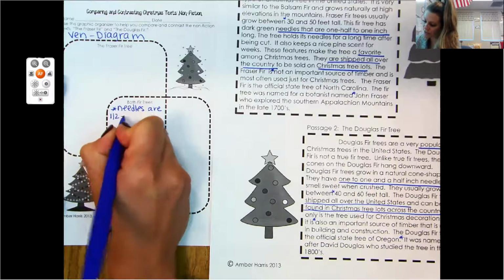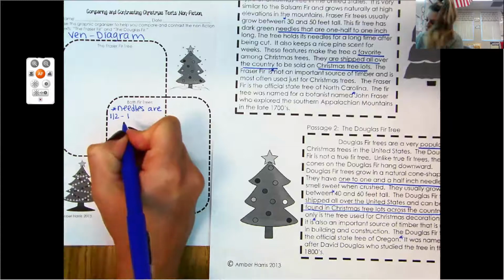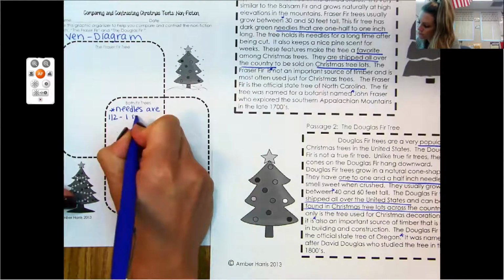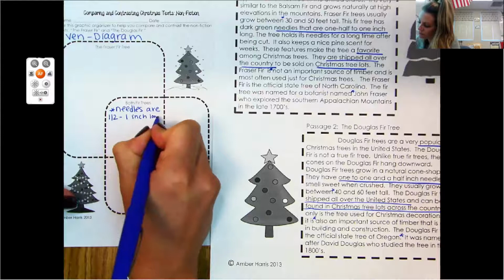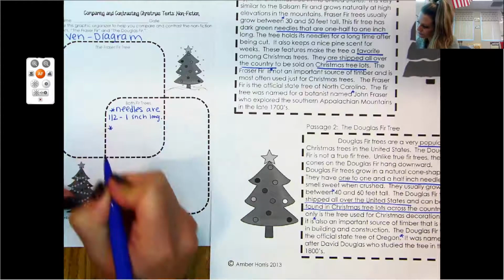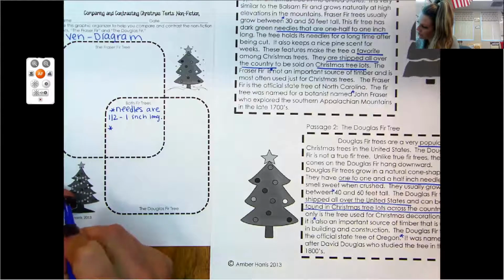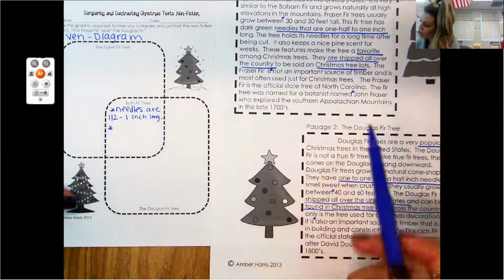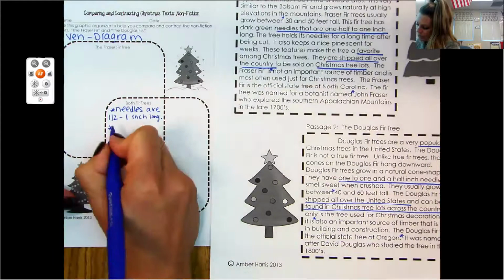Oh, they're needles. Needles are one half to 1 inch long. Okay, what else? Oh, they are shipped all over the country.